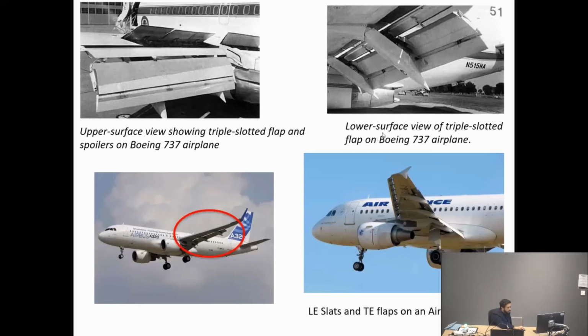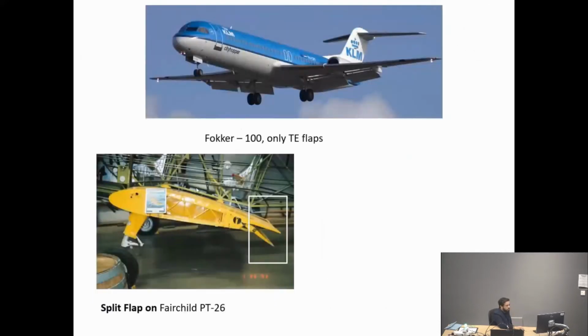This is the lower surface view of the same airplane. This is the upper view. This is an Airbus A320. You've got the trailing edge flaps showing there. And I think this is a picture from before, just showing the leading edge and trailing edge systems. The Fokker 100 has only trailing edge flaps, apparently. It doesn't have any leading edge devices, which is interesting. But that's how they decided to design it.